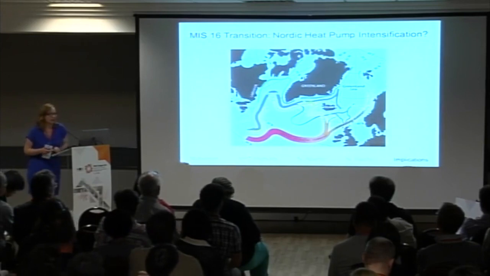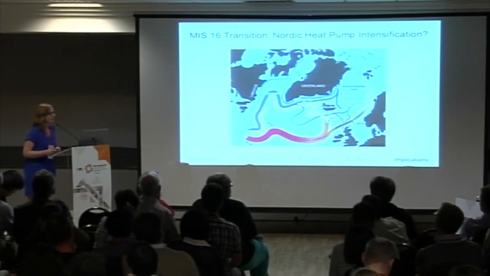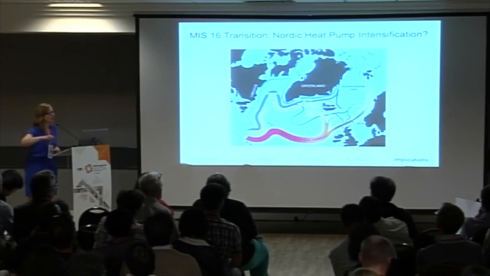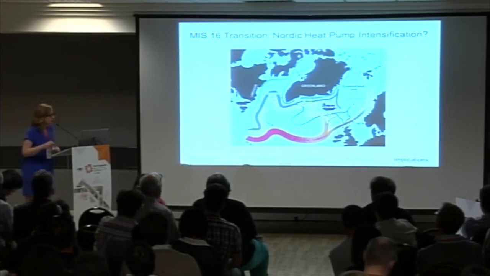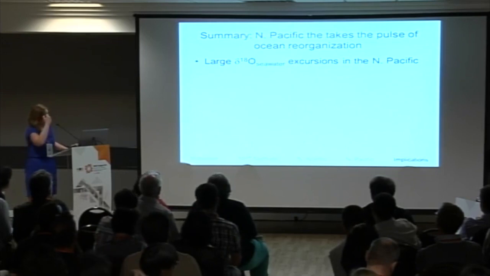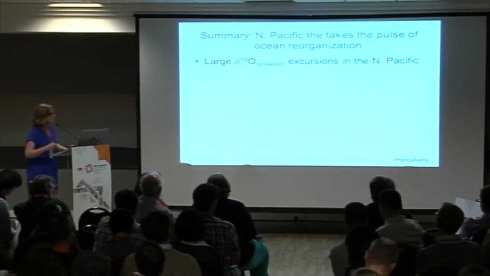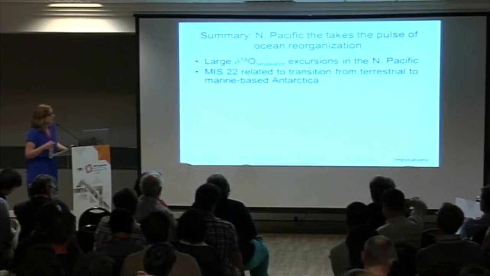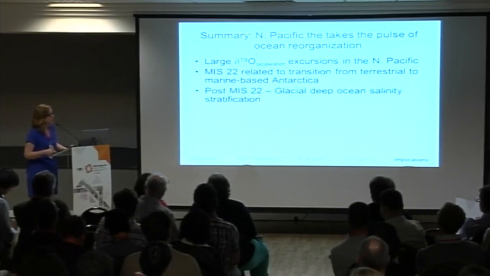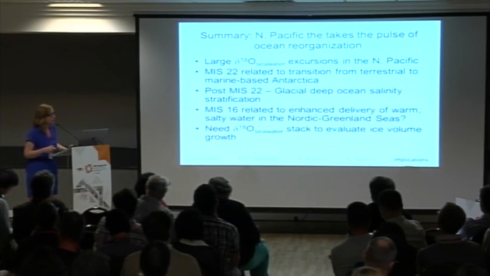For MIS 16, we don't necessarily have a good process, but we think that it has to do with the fact that the Nordic heat pump was changing during this time. So I'm running over a little bit, but just to quickly recap, we see large delta 18O seawater excursions in the North Pacific. The MIS 22 transition that we see was related to terrestrial to marine-based Antarctica. This is when we also think that salinity stratification became important.